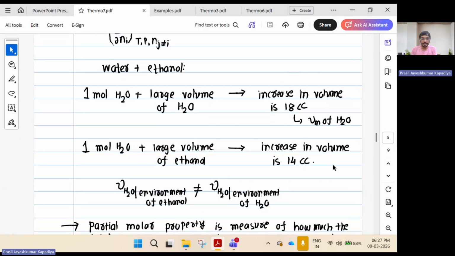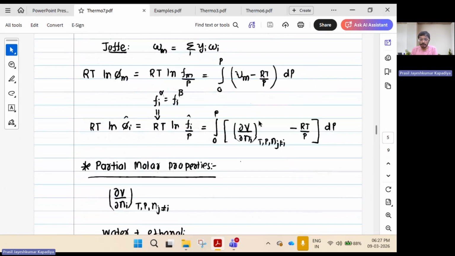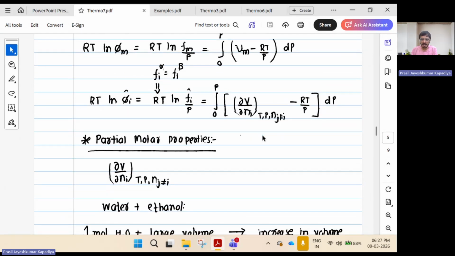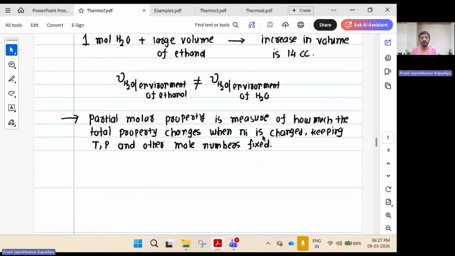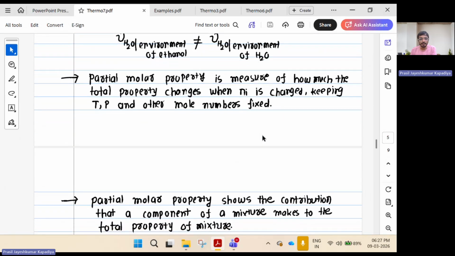So that is what we are saying in case of volume: how much my total volume is changing when Ni, let's say, the moles of ethanol or methanol, are added, by keeping temperature, pressure, and other mole numbers fixed. So this is how partial molar property is very important when we are going to deal with mixture properties.